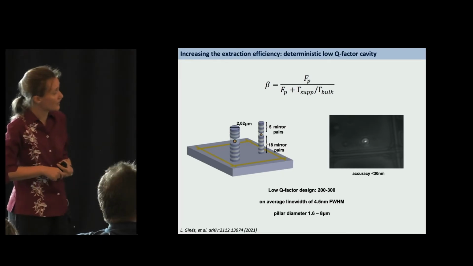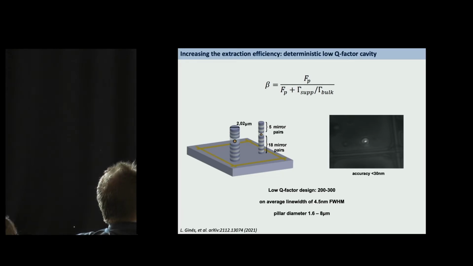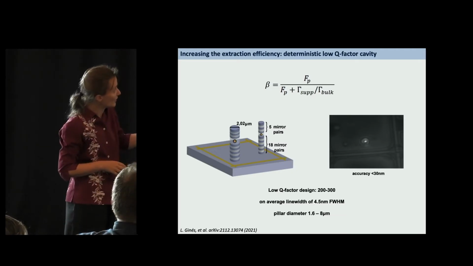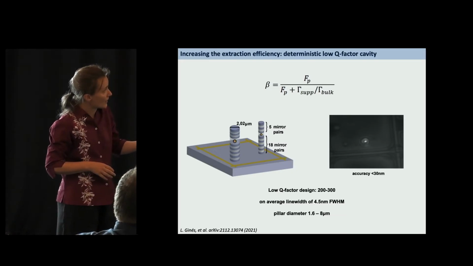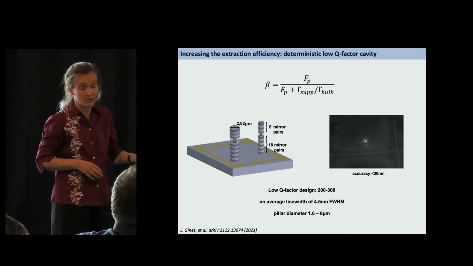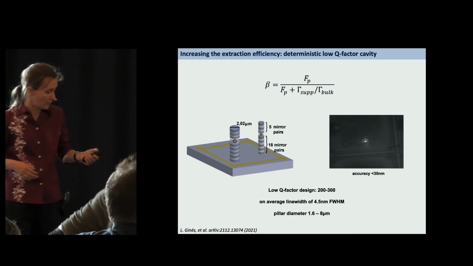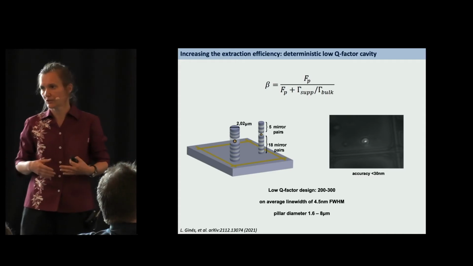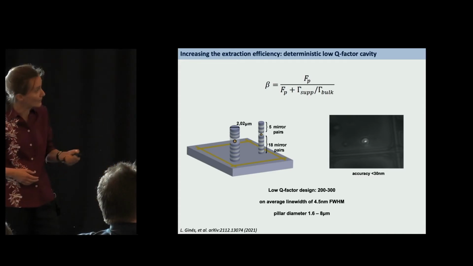So the first thing that we did here, we did a simulation. I'll show you this on the next slide. But the device that we wanted to investigate is this one here, which is a low Q design. It's a low Q from 200 to 300, 5 micrometers on the top, 18 on the bottom. Average line width is around 4 to 5 nanometers. And we have looked at the different pillar diameters. I will tell you in a moment why the pillar diameter is important.